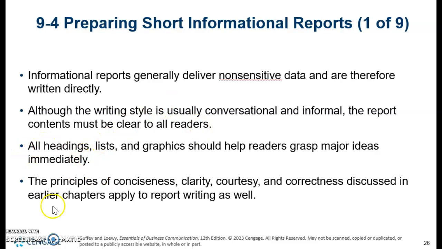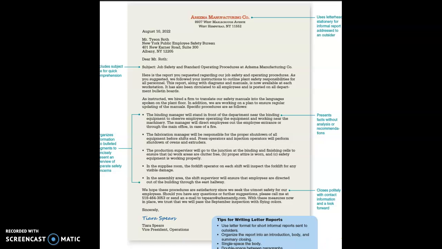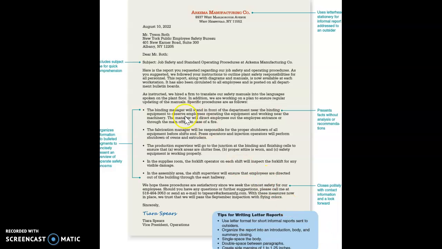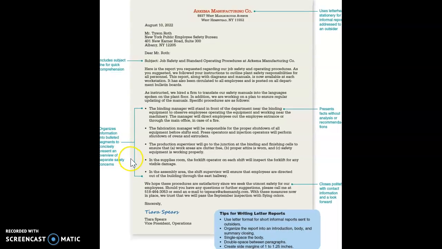And remember to apply the principles we've learned in earlier chapters of conciseness, clarity, courtesy, and correctness. We're going to take a look at Model Document 9.1, which provides an example of a short informational report. Now, we've looked at this example before in section 1, but this is an informational report. It's just simply providing information using bullets. It's an overview of safety concerns, and it presents the facts without analysis or recommendations.